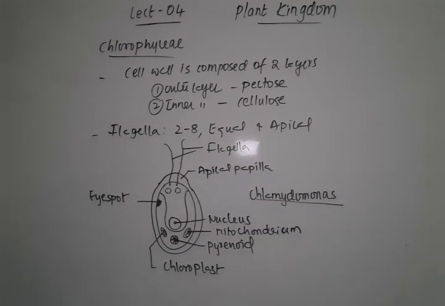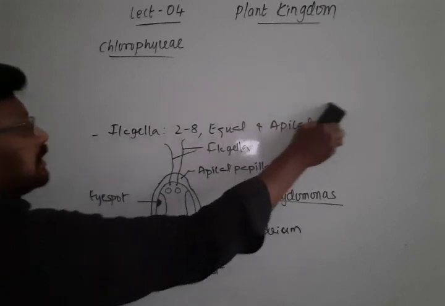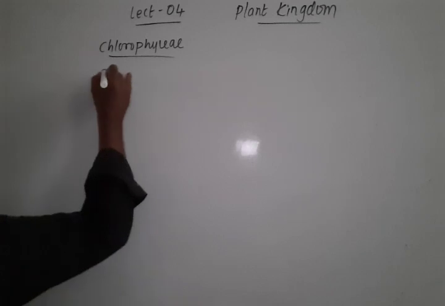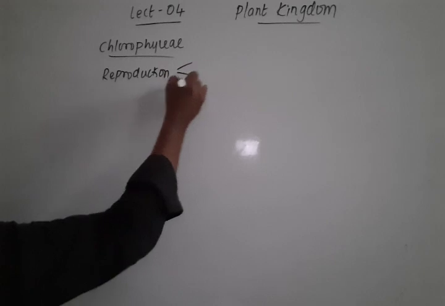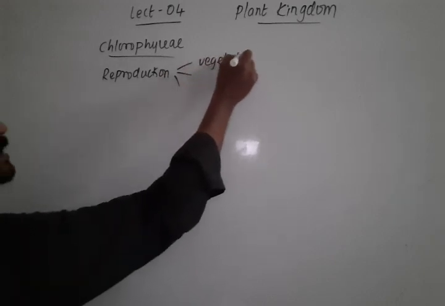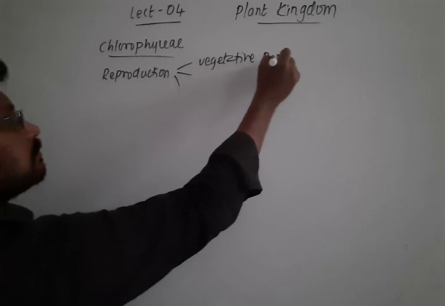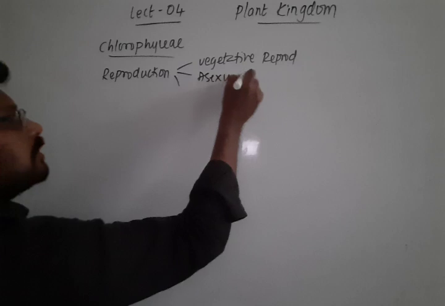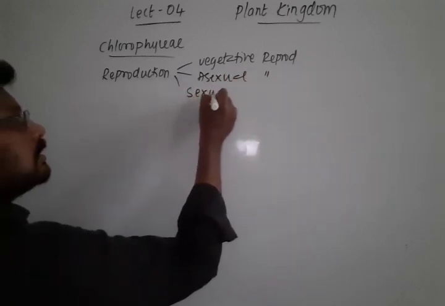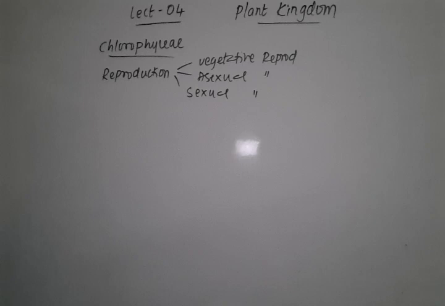Now coming to its reproduction. How does it undergo reproduction? We see all three types: vegetative reproduction, asexual mode of reproduction, and sexual mode of reproduction.